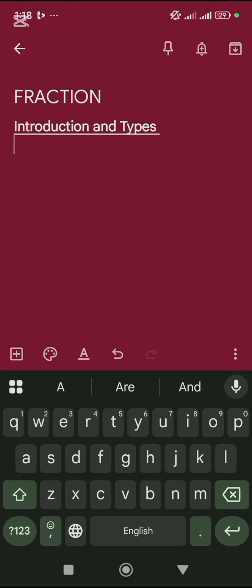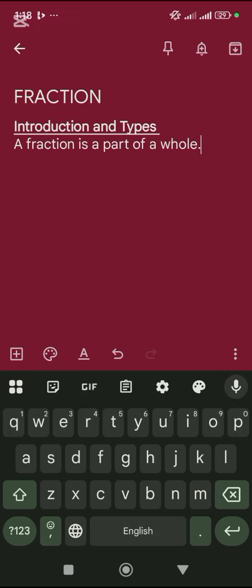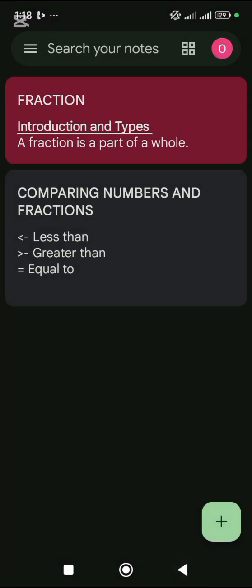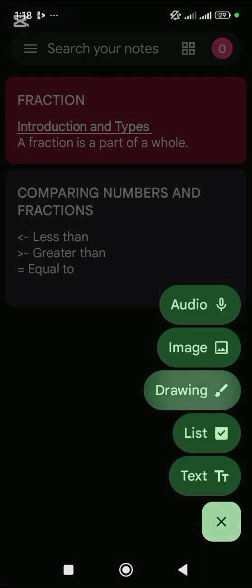A fraction is a part of a whole. And I'm going to be giving you some examples to help you understand what this means.